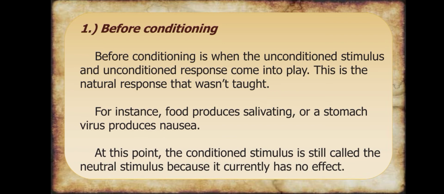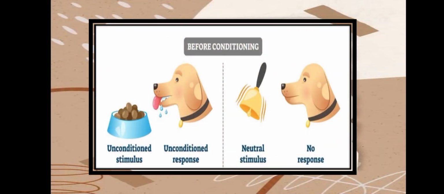Before conditioning is when the unconditioned stimulus and unconditioned response come into play. This is the natural response that was not taught. For instance, food produces salivation or a stomach virus produces nausea. At this point, the conditioned stimulus is still called the neutral stimulus because it currently has no effect. This image shows the stage before conditioning.